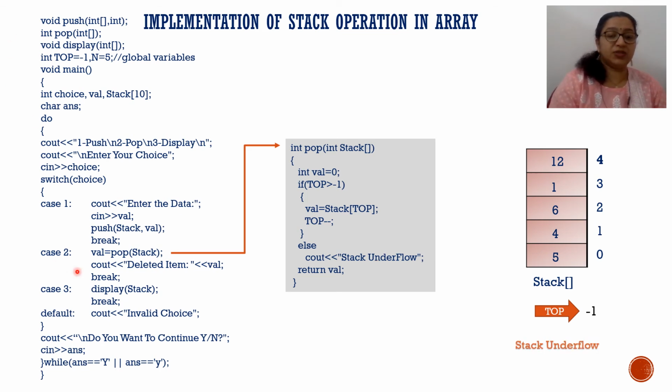Understood? So this is the way of doing the pop operation. In case 2, we call that function by passing the array, and we get the return value, which is the top item. That is the item deleted. Clear? If the top is equal to -1, that means we deleted all the items and top has moved to -1, the default value. That means the array is empty, so we get the stack underflow message. Clear? This is the pop operation.